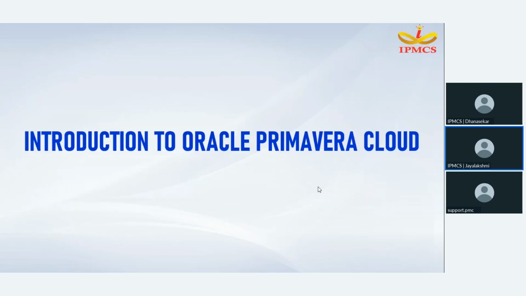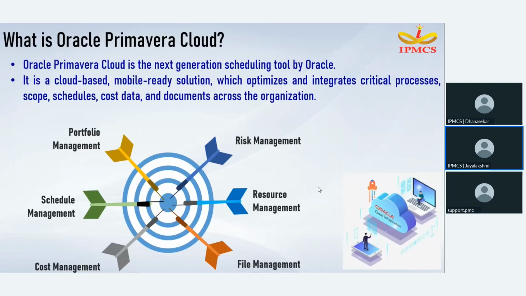Let me enter into the topic, Introduction to Oracle Primavera Cloud. First, let me speak about what is Oracle Primavera Cloud. So Oracle Primavera Cloud can be defined as the next generation scheduling tool provided by Oracle. It is a cloud-based, mobile-ready solution which optimizes and integrates critical processes, scope, schedule, cost, and documents across an organization or even across a project. It has different modules which include portfolio management, risk management, resource management, file management, cost management, schedule management.